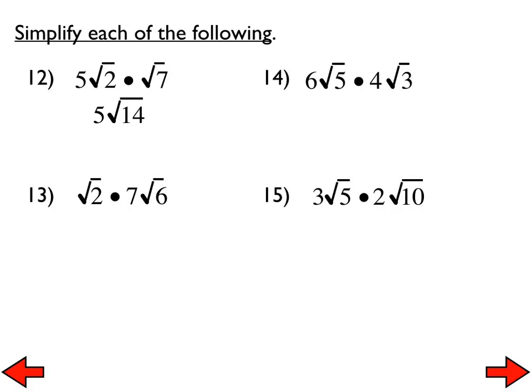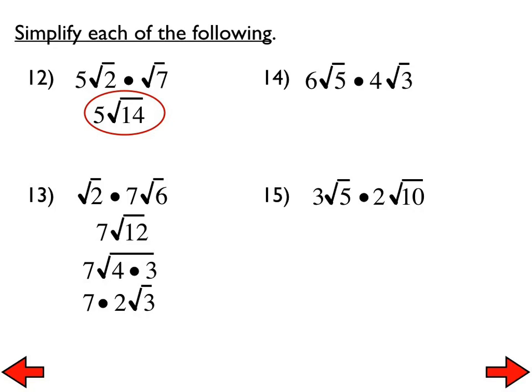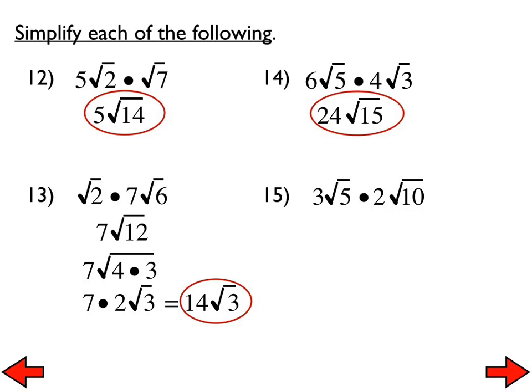Number 12 turns into 5 square roots of 14 after we multiply the two radicals together, but we can't simplify square root of 14, so therefore we are finished. Number 13, first of all, turns into 7 square roots of 12. Can I simplify square root of 12? Yes or no? Yes. Not a trick question. It's 2 square roots of 3, and here's the reason why. And then 7 times 2, the two non-radicals we can multiply together, so that simplifies to 14 square roots of 3. Number 14, we multiply the two non-radicals and then the two radicals, but I cannot simplify the square root of 15, so therefore I am finished.